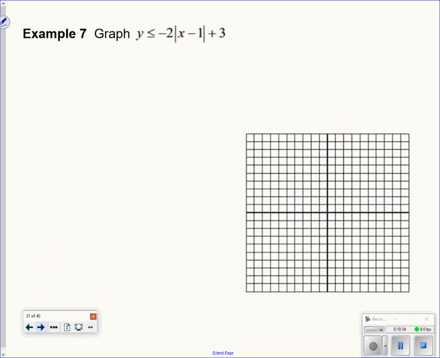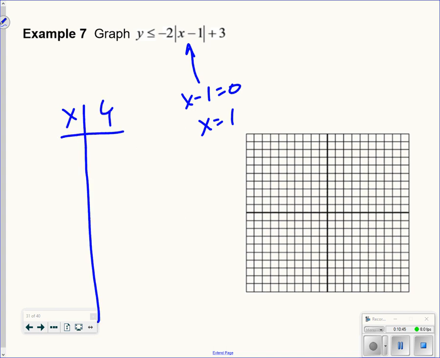Last thing we have to talk about is graphing the absolute value and graphing an inequality. So again, what value makes the absolute value portion 0? It's 1. So the cusp will be located at 1. Pick some other numbers around 1: 0, negative 1, 2, and 3. Take a few seconds and plug those numbers in.